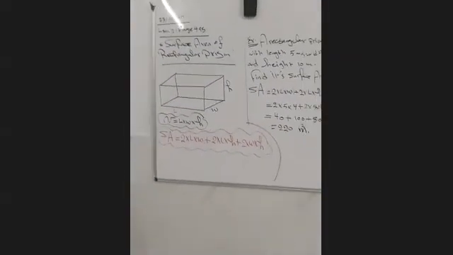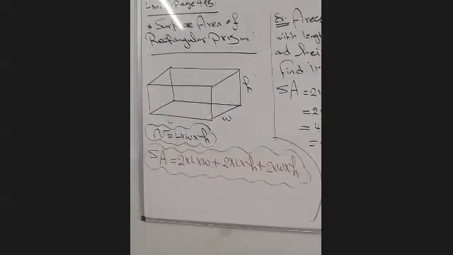Let me check. Yeah, it does not exist in the book. So copy this formula in your book, please, and use it to find the surface area of any rectangular prism always. I'll send it to your inbox after a while.